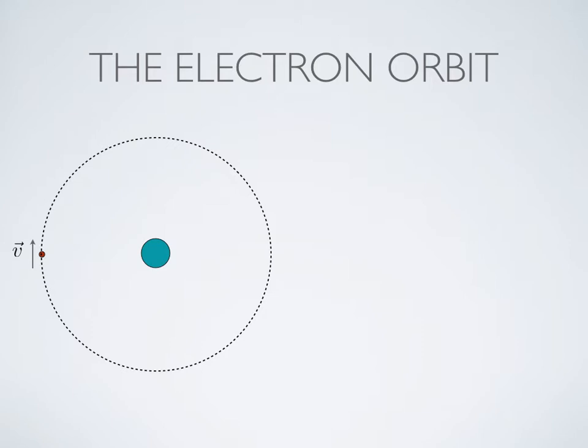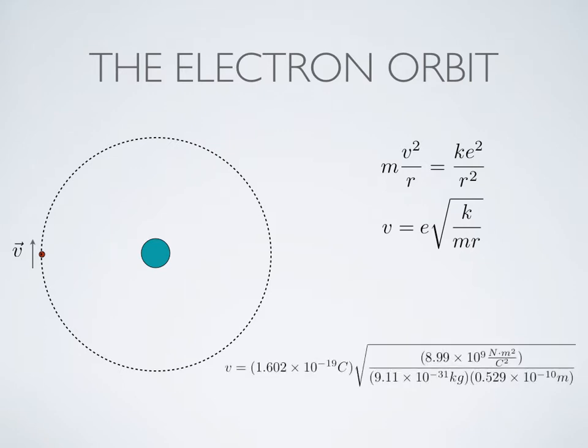But if I think about the velocity going around, I can calculate the velocity based on the idea that the centripetal force, mv squared over r, is the Coulomb force, the kqq over r squared, where the q's in this case are both e for the proton and the electron. I can solve this for what that v might be. It's e times the square root of k over mr. The e, the k, the m, and the r are all well known. The r in this case is the Bohr radius for a hydrogen atom, 0.529 angstroms, or 0.529 times 10 to the minus 10 meters.